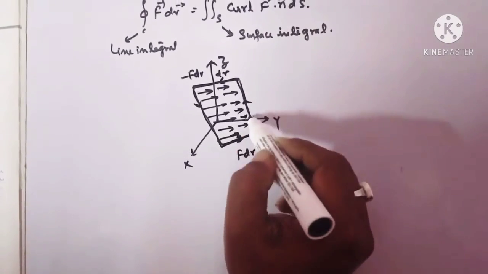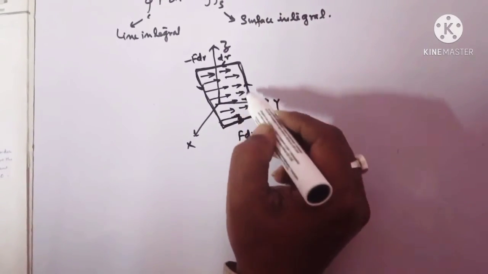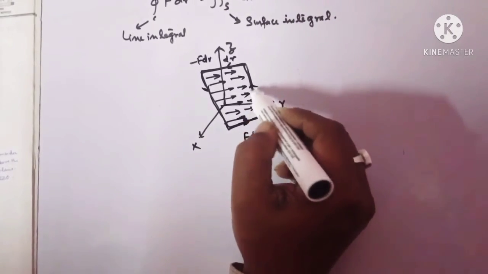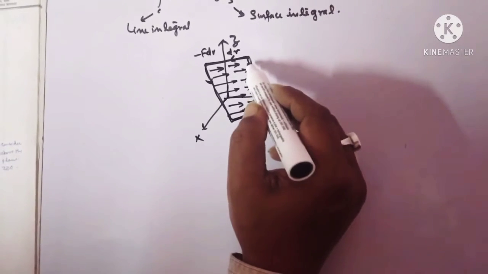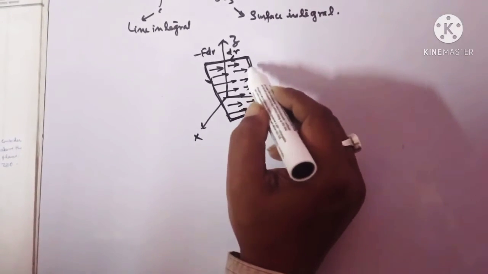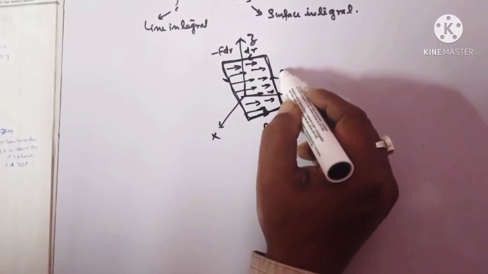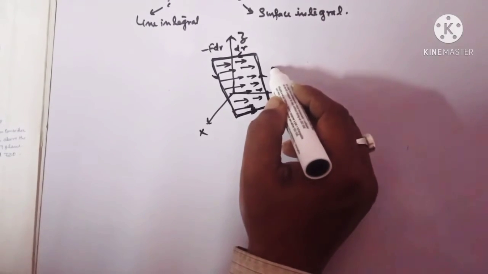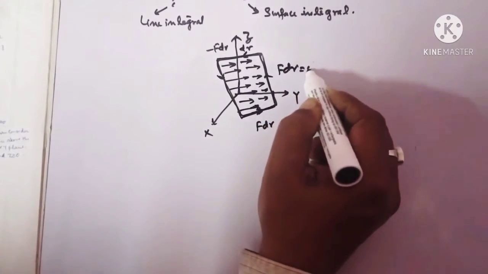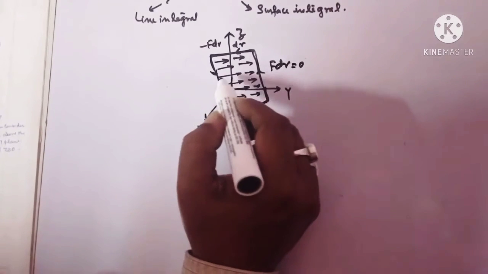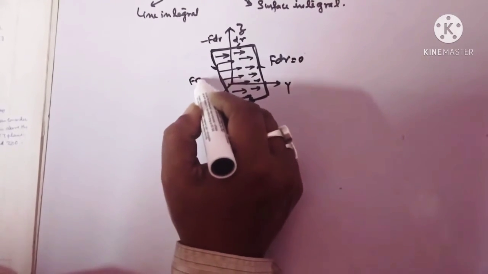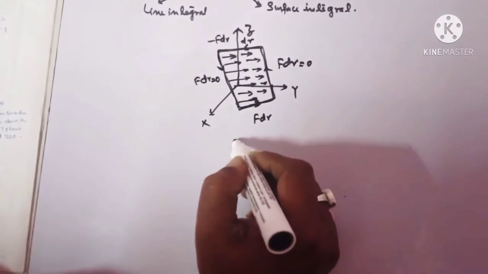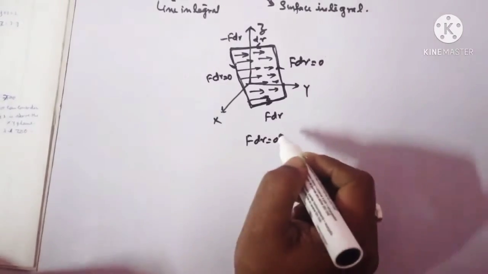And here, since your vector is perpendicular to your dr, perpendicular to your movement, the angle is 90 degrees, cos 90 is 0. So here f dr is 0. Similarly, on this side also, f dr is 0. So if you sum up, it comes out to be 0.